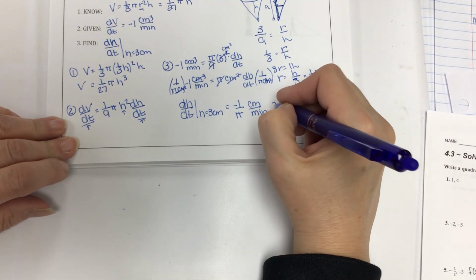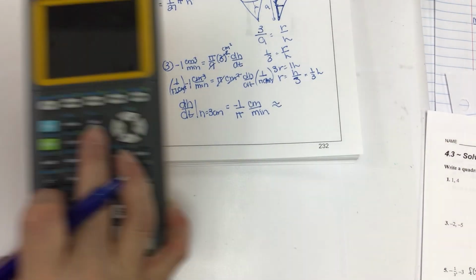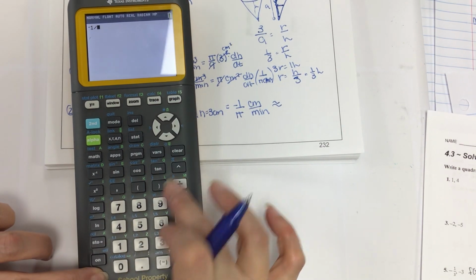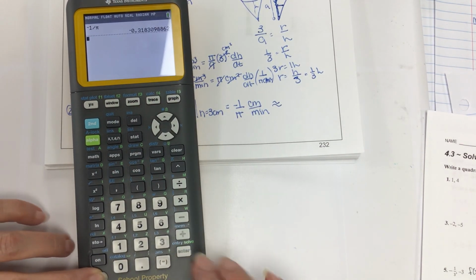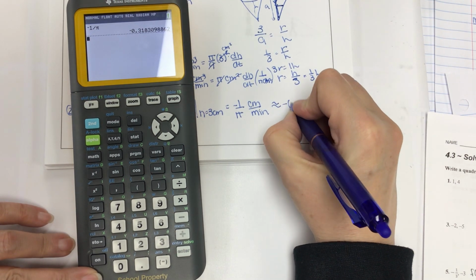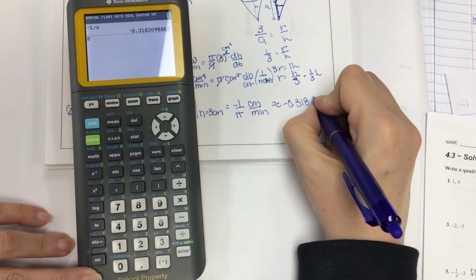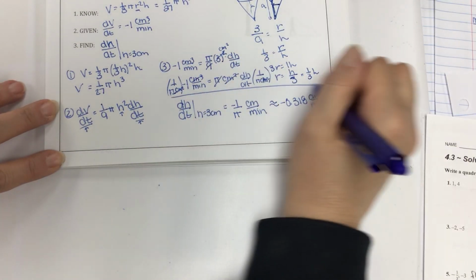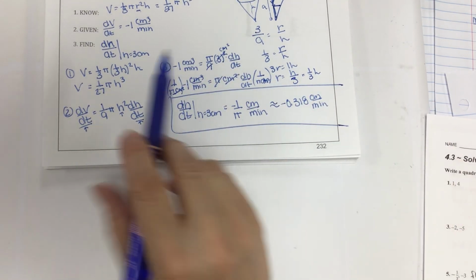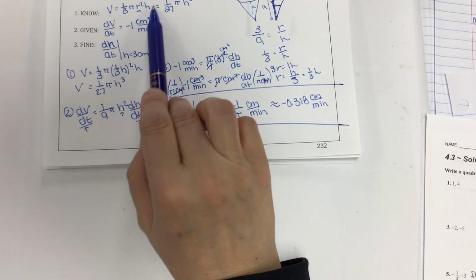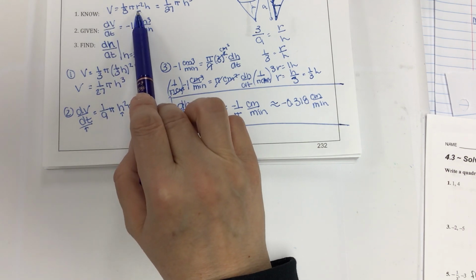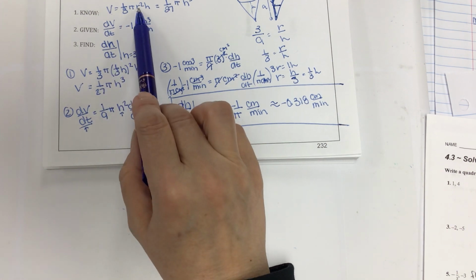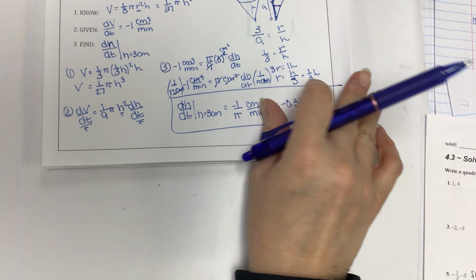And you could find the approximation too by doing -1 divided by pi. And it's going to give you approximately -0.318 centimeters per minute. So the key to that one was to not do the derivative of the volume right away because we didn't know an r. It did not give us that piece of information when we were trying to find this. And we don't know dr/dt.